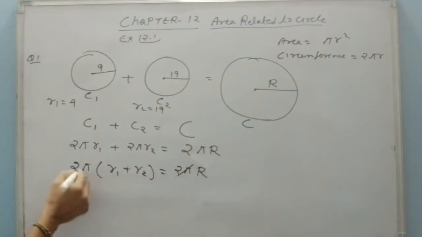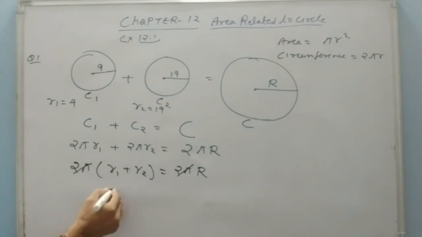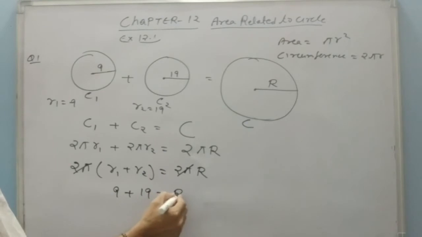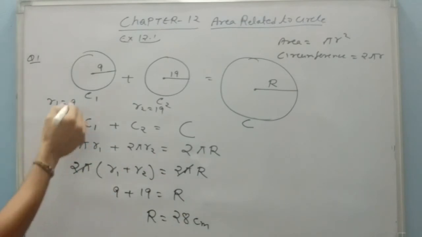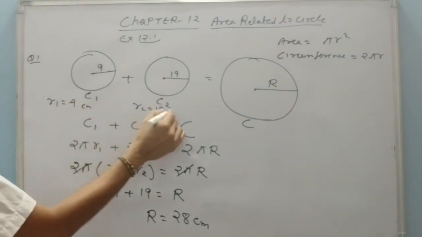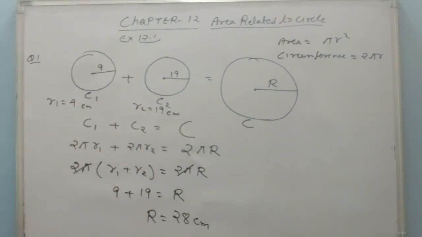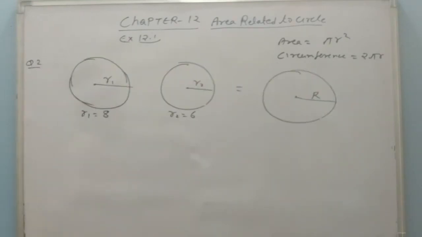This 2 pi will cancel with that one. Put the value of R1 as 9 and R2 as 19, which will equal r. Therefore the radius is 28 centimeters, because these radii are in centimeters. A very simple question it is. Now there is a second question. In this question he says the radii of two circles are 8 and 6.